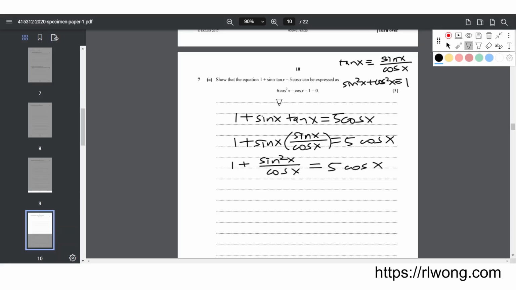Next, I do not have any denominator, so I'm going to multiply all terms by cosine x. So 1 times cosine x gives me cosine x. Sine squared x over cosine x times cosine x is sine squared x. Then 5 cosine x times cosine x is 5 cosine squared x. Alright. Next, if you compare what we have here versus what we need to show, we do not need sine squared. So we need to change it to cosine. If you make use of this identity here, you know that sine squared x is equal to 1 minus cosine squared x. So I'm going to replace this sine squared x here by 1 minus cosine squared x.